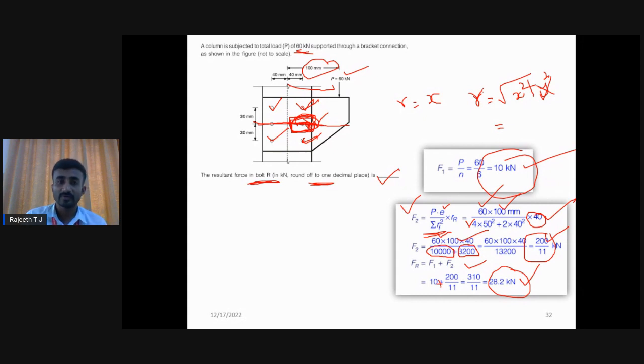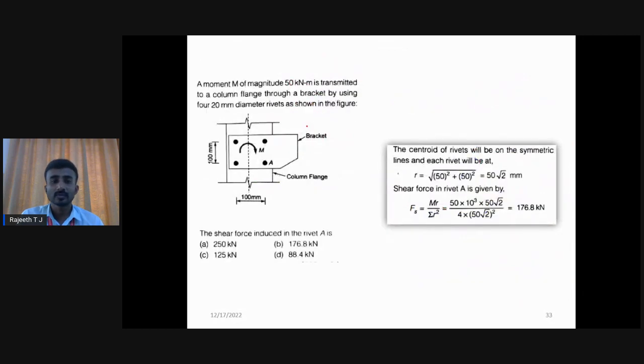This is one more type of problem on bracket connections of bolted connections. Here, if you observe, instead of force they have given a moment. Now I will read the problem. A moment M of magnitude 50 kilonewton meter is transmitted to the column flange through the bracket using 4 20 mm diameter rivets, nothing but bolts, as shown in the figure.